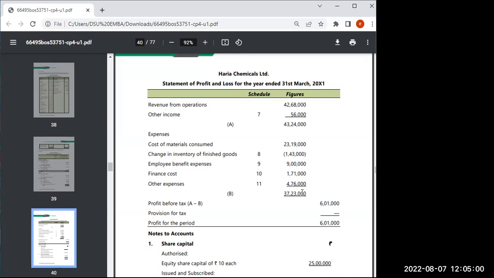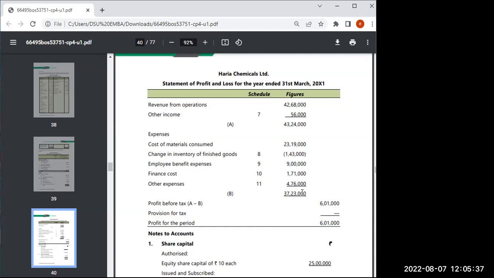Any doubt in the P&L account? That will also be part of the trial balance. Either they will give it to you, or after the trial balance they will tell you. Either way is possible. If it is given only in the trial balance, you just minus it from here. If it is given in two places, you have to write it in the liability also, other current liabilities, if in the trial balance they say tax paid.